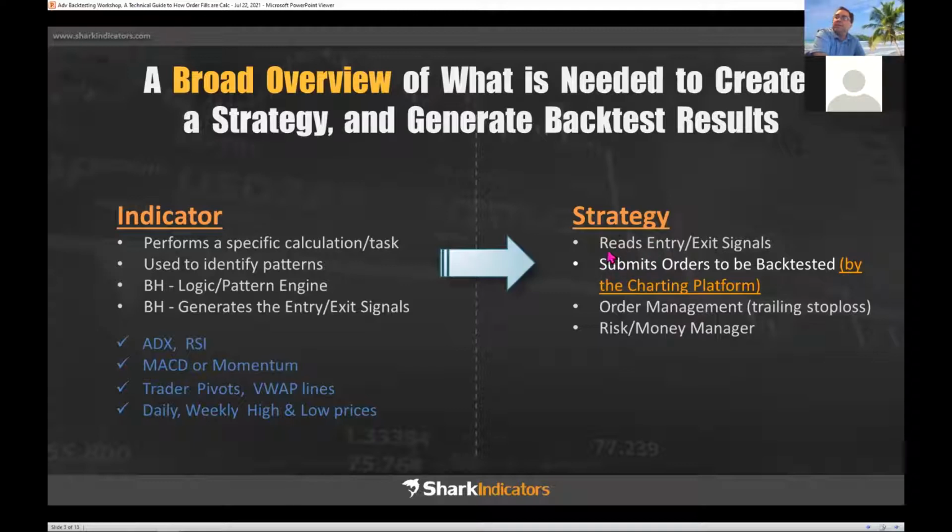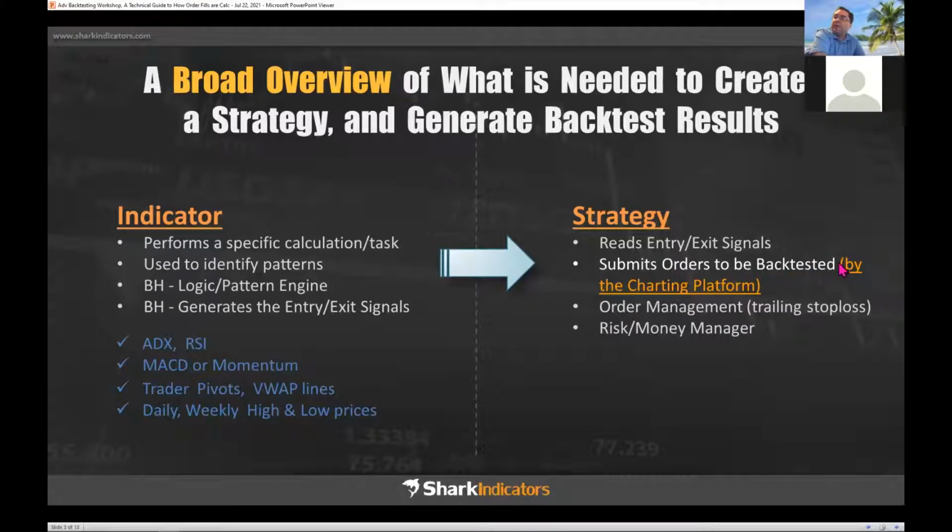So the key thing to know about strategies is that it submits orders to be backtested, right? That's how you get your backtest results: the strategy will submit historical orders, because you're backtesting on historical data. So therefore, there'll be historical orders.